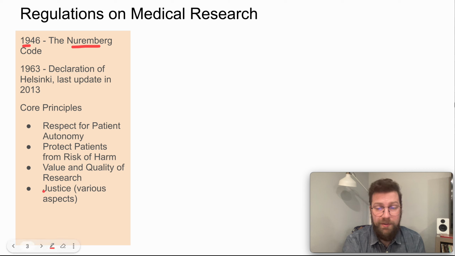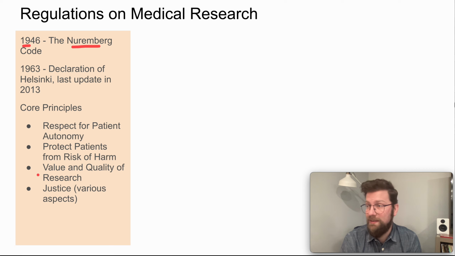It was certainly exploitative. And it also seems that the research did not generate any valuable findings. In fact, the main thing that we need to know about syphilis, that it can be treated early with penicillin, is something that was already known early on in the study. So we need these sorts of regulations on medical research.